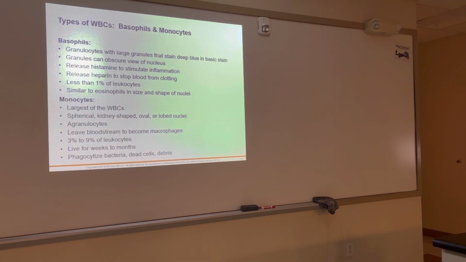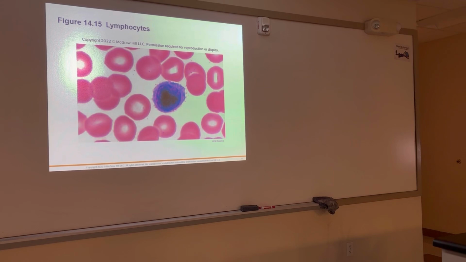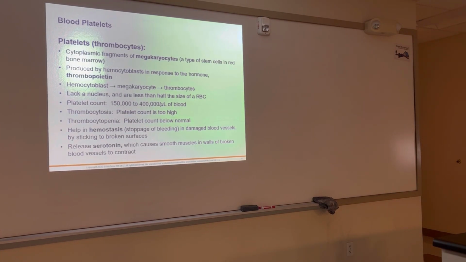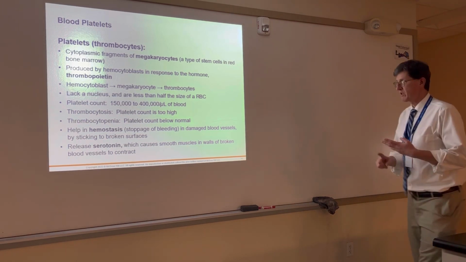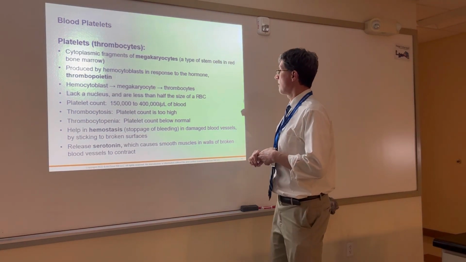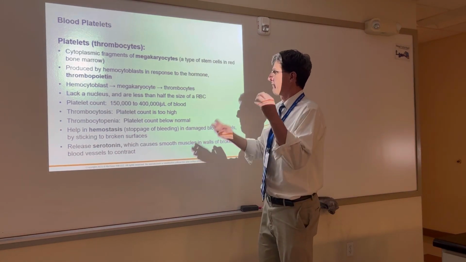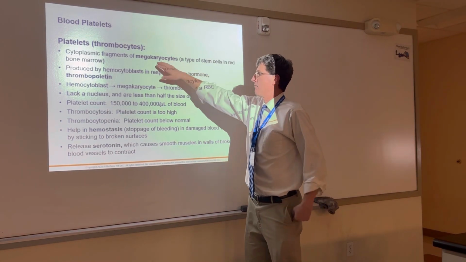The other one of the formed elements are platelets. So we talked about red blood cells, white blood cells, and platelets. Platelets come from a cell called a megakaryocyte, and they break off. And so these cells are made by our body.